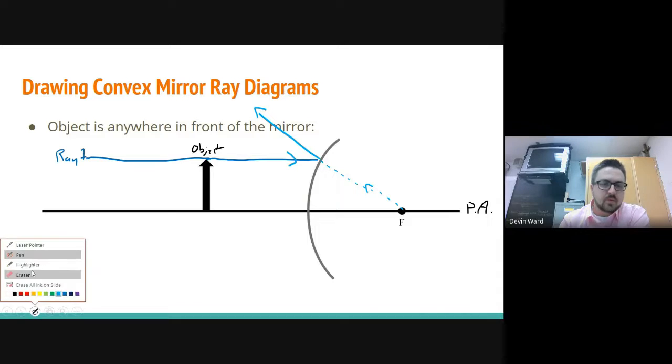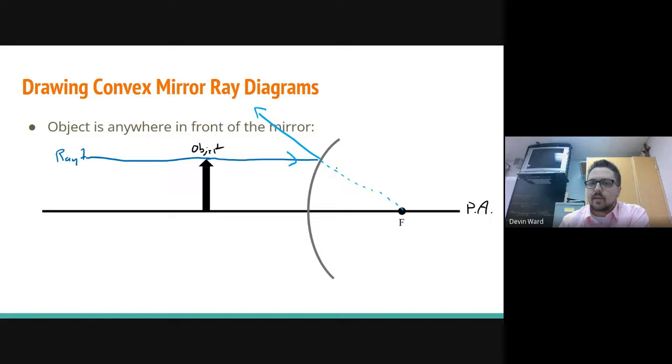Actually, I'm just going to move my arrow because I don't know exactly where it's going to be. Okay. Ray number 2 comes in like it originated from the focal point. Oh God, this is going to be tough. And then it would have come. Yeah, that's close enough.